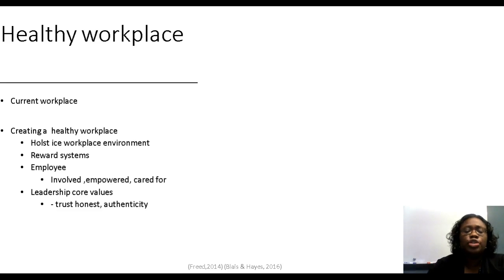And then leadership core values. In healthy workplaces, we notice that leaderships, they're trustworthy, they're honest, they're authentic, they're basically transparent. They are who they say they are, and people can feel that, and then they're able to follow those people because they feel like they're an honest person and the things that they give them are profitable for them and for the organization.